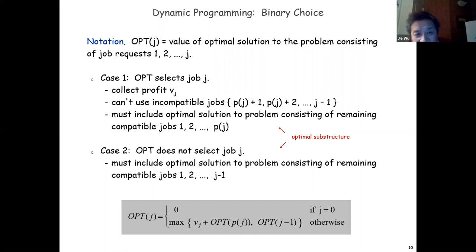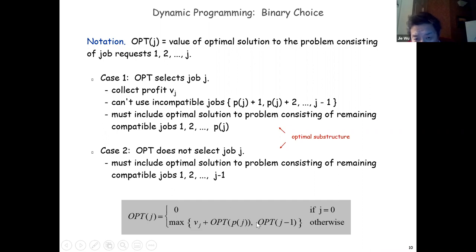Then for case one, the optimal solution selects J. Again, based on our argument, the optimal solution either selects J or does not select J. So that's our binary selection. Let's start with the easy one. If the optimal solution does not select J, J is not included, then the optimal solution for sequence 1 to J is equivalent to sequence 1 to J minus 1, because J is not included. So the optimal solution is 1 to J minus 1.